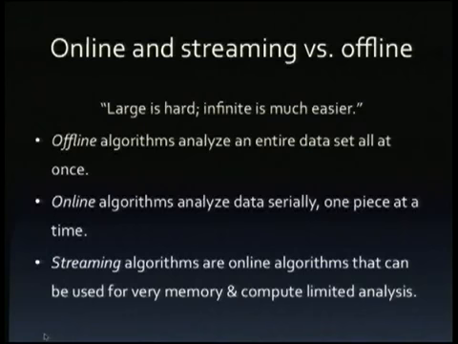So offline algorithms analyze a data set all at once, but online algorithms are explicitly built to analyze data as it comes in serially, one piece at a time. And then there's usually a further distinction of streaming algorithms, where you have limited memory or limited compute. You think of it as real time.